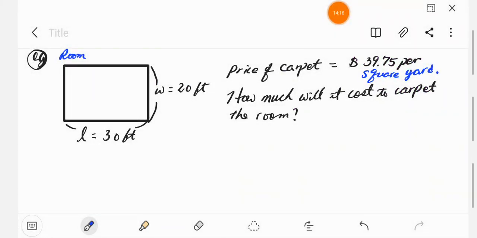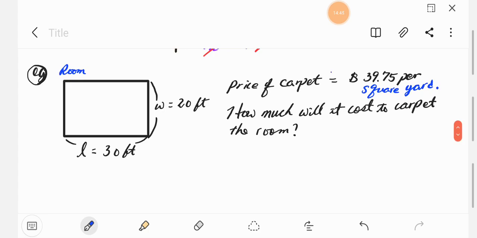Okay, now here is a room. The length is 30 feet and the width is 20 feet. And I want to carpet this room. Then how much will it cost to carpet the room, if the price of carpet per square yard is $39.75? Okay, so first of all, the price of the cost is this one.